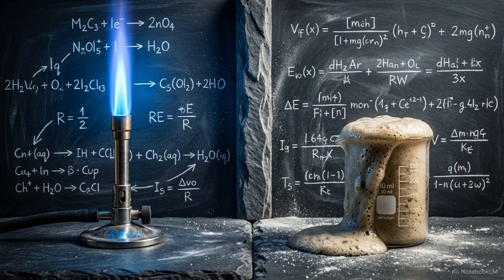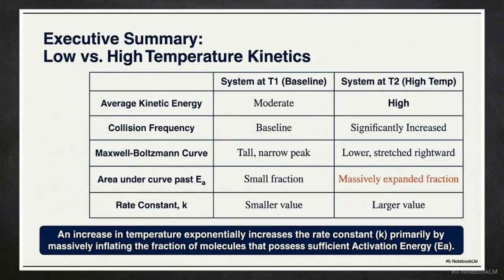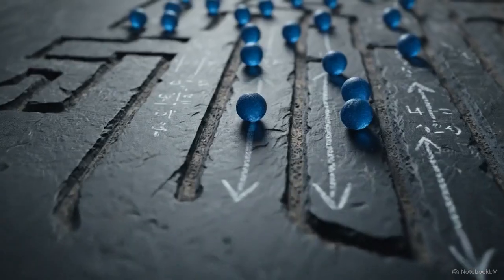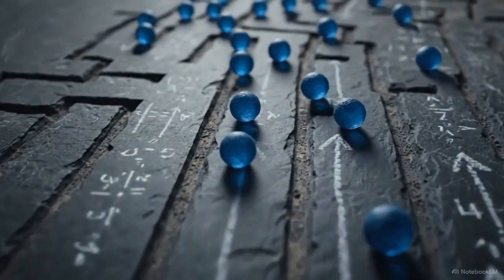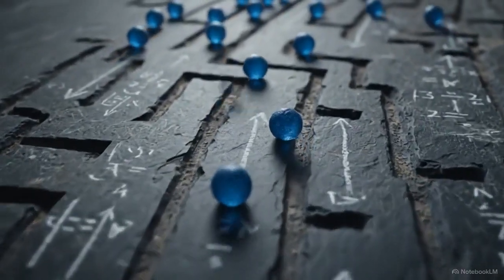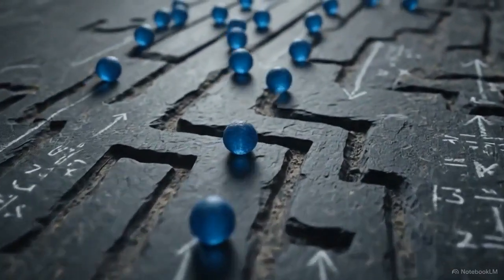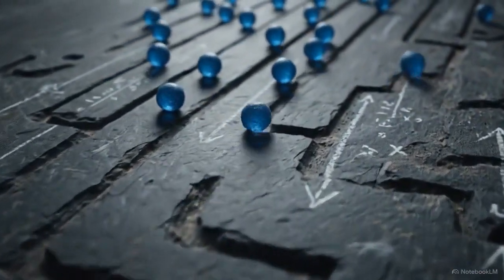This summary compares the systems. Higher temperatures increase collision frequency and stretch the Maxwell-Boltzmann curve. Crucially, the massive expansion of the molecular fraction past the activation energy line is what drives the exponential increase in reaction rate. Ultimately, every chaotic collision taking place inside a chemical beaker is entirely governed by the rigid, fundamental rules of molecular orientation and activation energy.